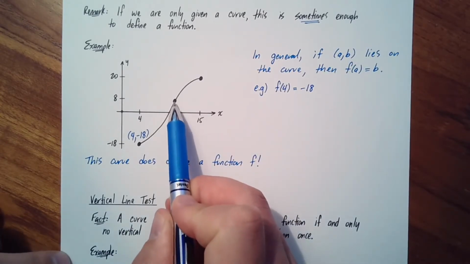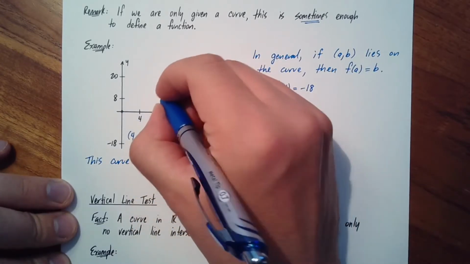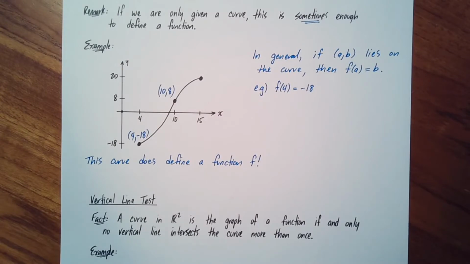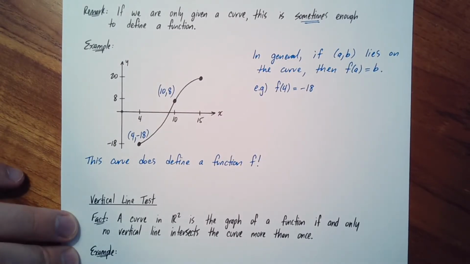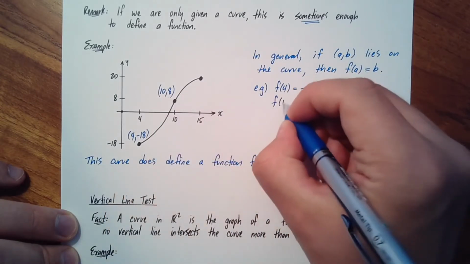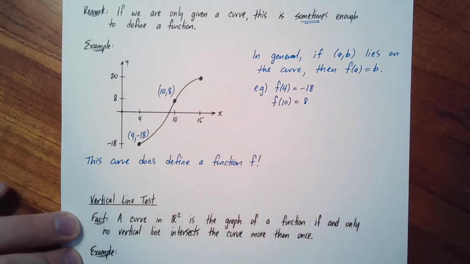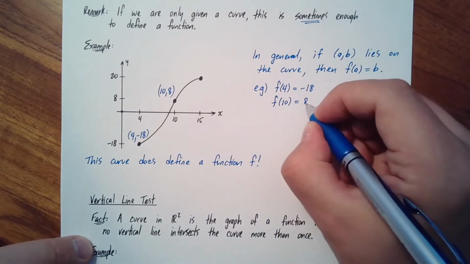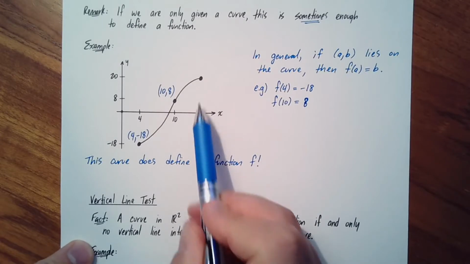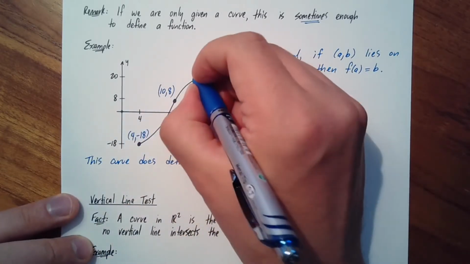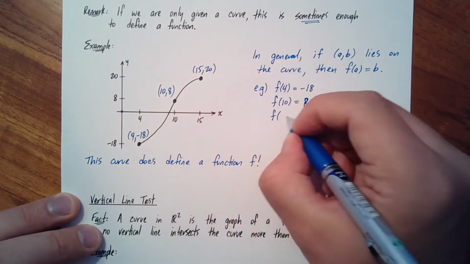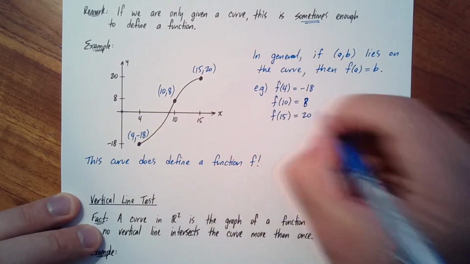What about this next point up here? Well, the x-coordinate's 10 and the y-coordinate is 8, so we can jot that down. That gives us another point in the domain of f, right? The point 10. And it tells us the output value. When you plug 10 in, you're going to get 8. So this tells us that f of 10 is equal to 8. Okay, and then the last point here has an x-coordinate of 15 and a y-coordinate of 20. So that tells us that f of 15 is equal to 20.